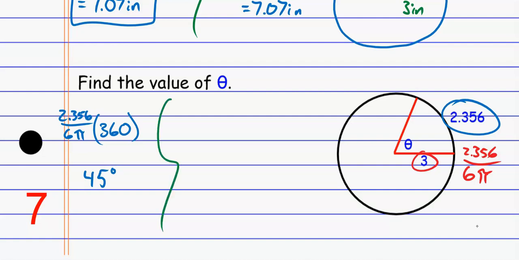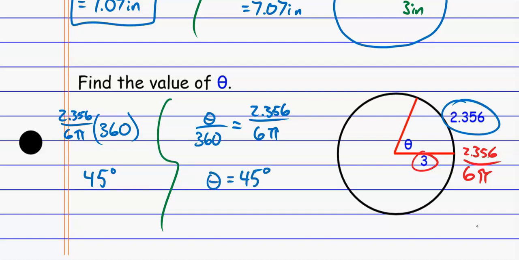And again, we could set this up as a proportion. If I did it as a proportion, it's the partial angle, which is theta, over the entire thing, which is 360. Again, I compare the angles as a fraction, equals compare the lengths as a fraction. This time it's 2.356 over the entire circumference, which is 6 pi. And now once again, I cross multiply and solve. And if I do that, I end up with 45 degrees. Okay?